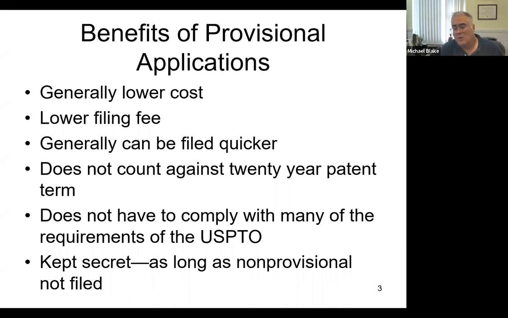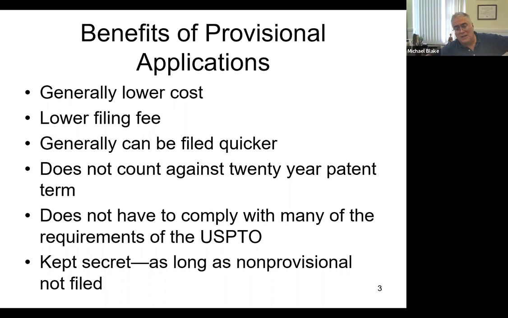The filing fee is lower. For a micro entity, the filing fee is $75, as opposed to a non-provisional, where the filing fee is $455 for a micro entity. Micro entities are basically entities, usually people who make less than $203,000 a year and have less than 5 patent applications in their name that they have not assigned to somebody else.